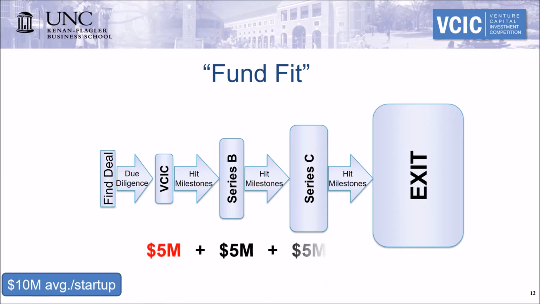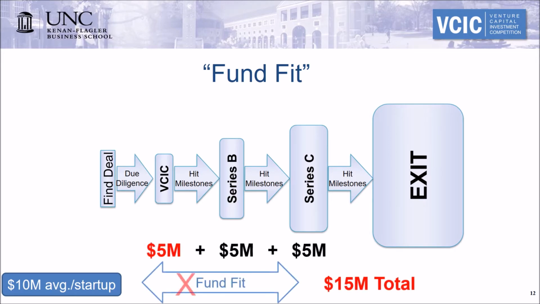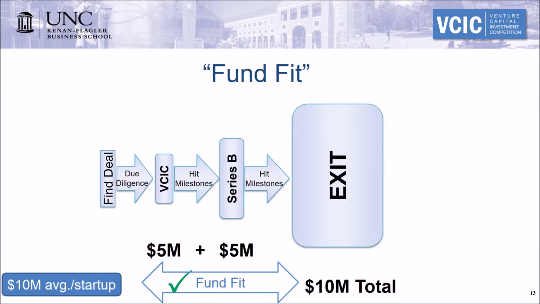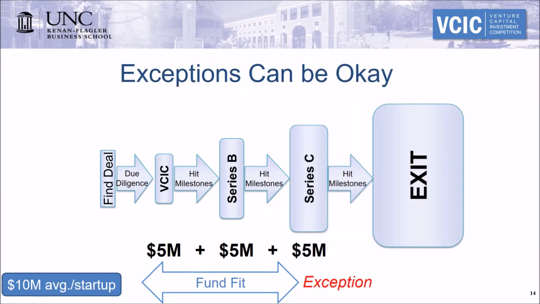However, a $5 million investment in the VCIC round would likely not work. You would probably have a very uncomfortable partner meeting and lose the event. That is, unless you project only one more round of funding, in which case a $5 million first round would be easy to justify. That said, exceptions are the rule in venture capital, and you should not be afraid to propose an exception. You just need to understand what the exception is so that you can defend it.